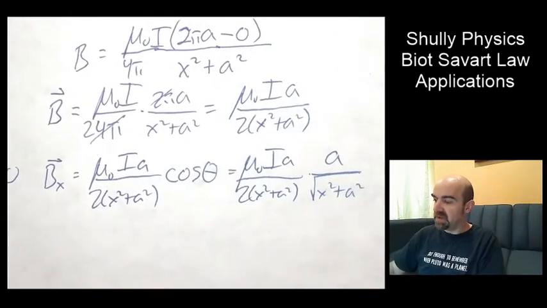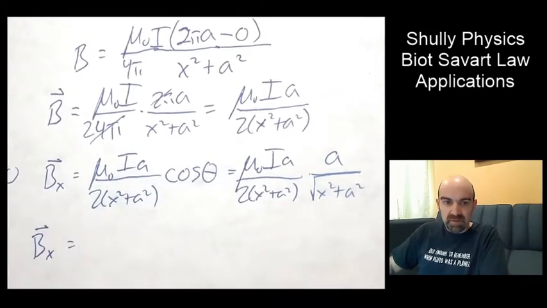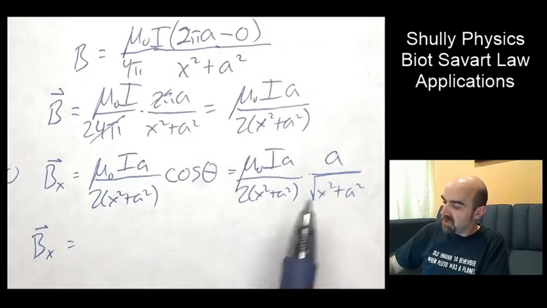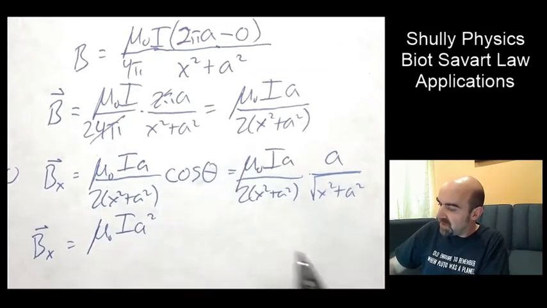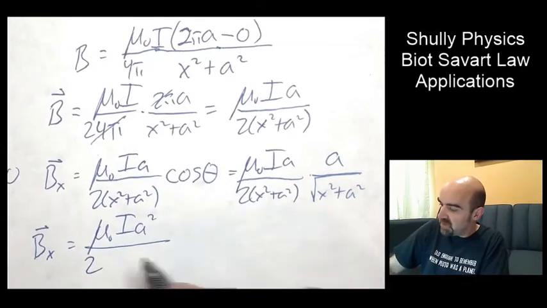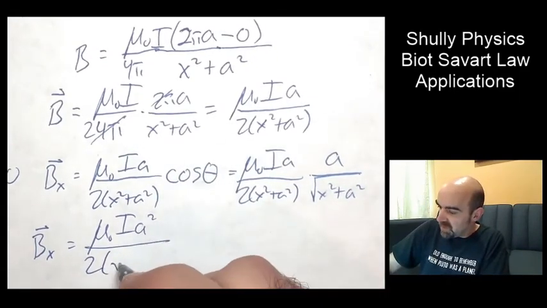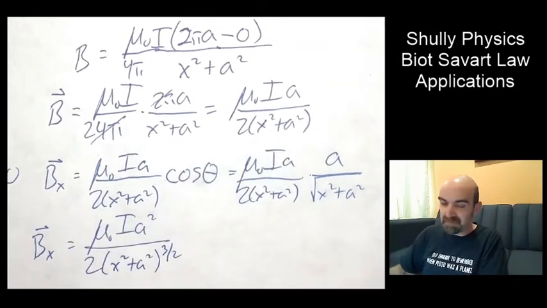So B, our magnetic field in the x direction, we're going to multiply these together. Mu naught I a squared divided by 2 times, combining these two terms, x squared plus a squared to the 3/2 power. That's it.